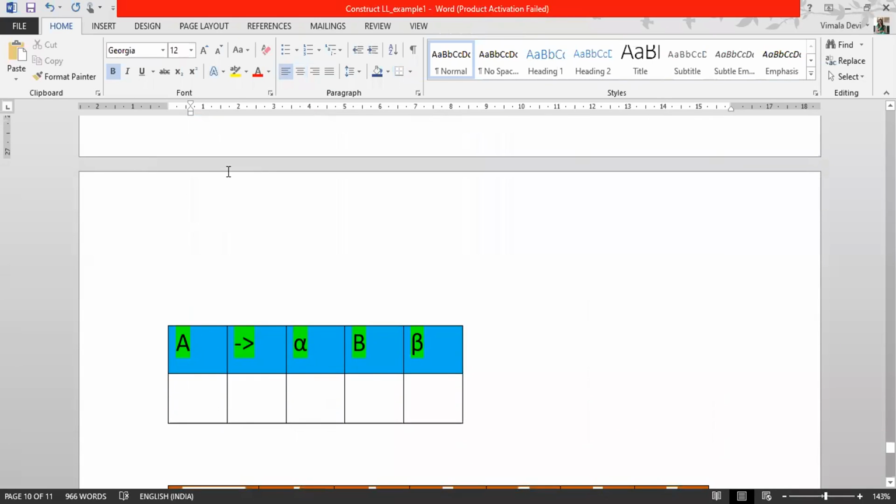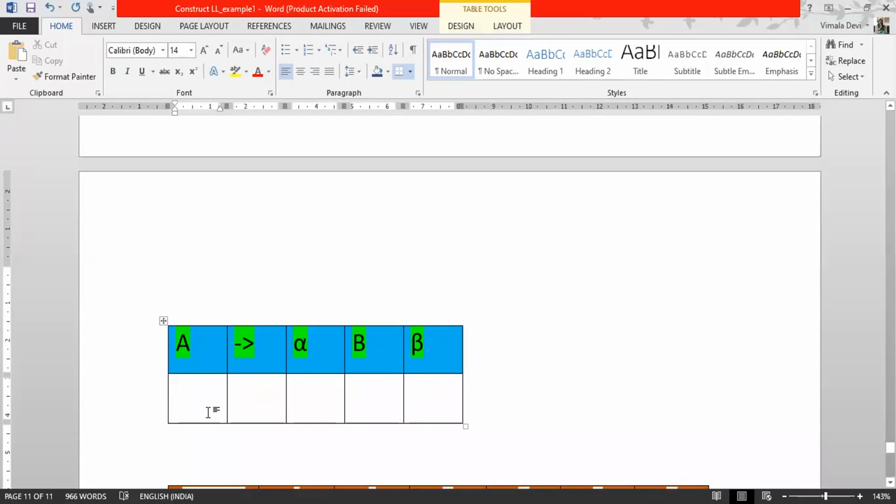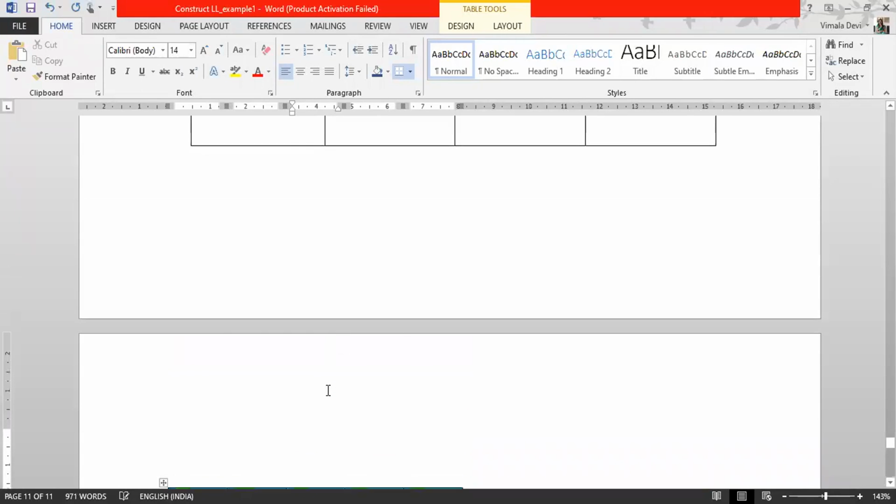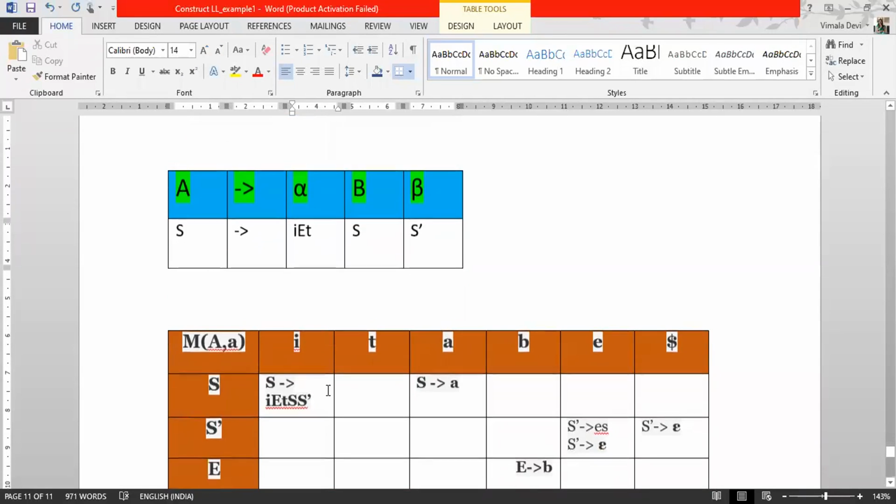So let us try to match with the given format. S derives iEtSS'. So S must appear here because we are trying to compute follow of S. So that should be matched with B. Beta is S'. Before that, the prefix, whatever appears, is nothing but alpha, iEt. Right? So this is the way you have to match the rule.